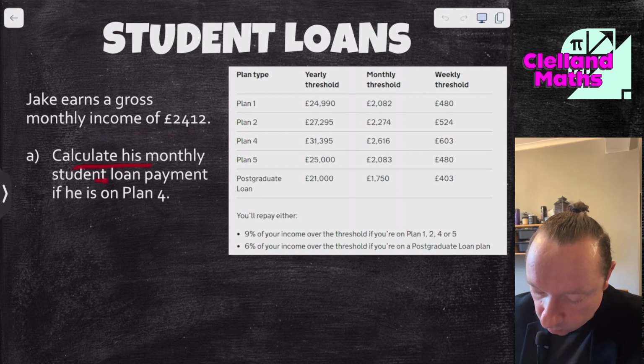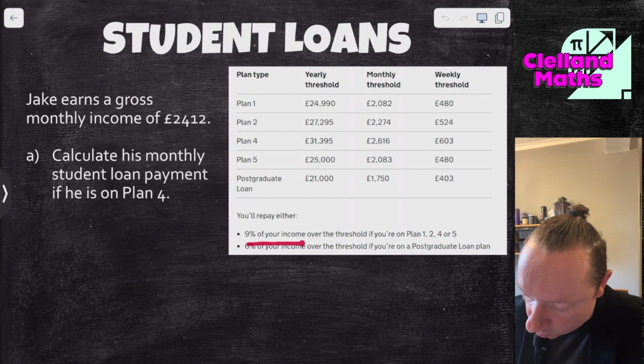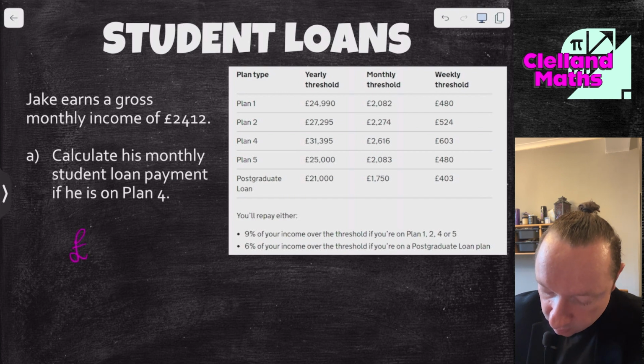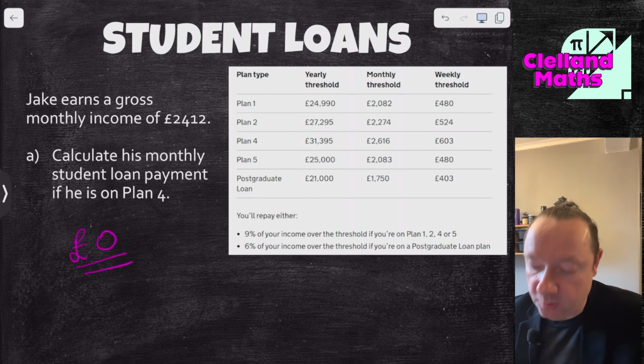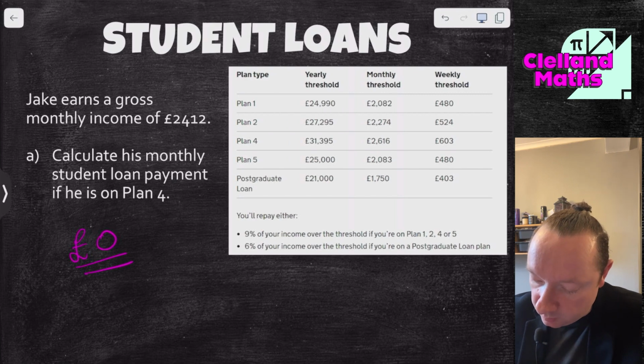So I've got a gross monthly income of 2,412. Calculate his monthly student loan payment if he's on plan 4. So there's plan 4. The monthly threshold is 2,616. You pay 9% of your income over the threshold, so 2,616, he has £0 to pay. It's as simple as that. If he had more than 2,616, then it works like a progressive system. You would take his monthly salary minus 2,616 and work out 9%.